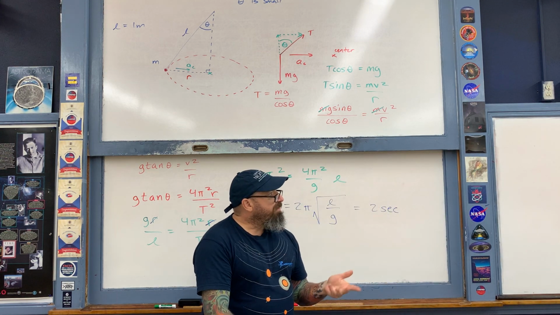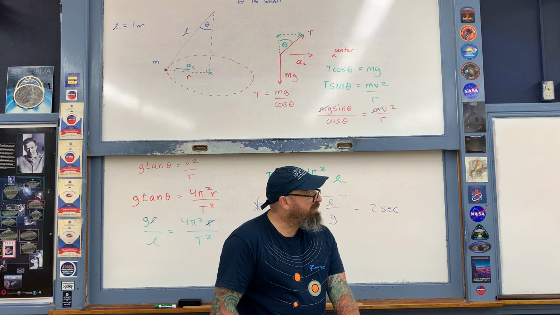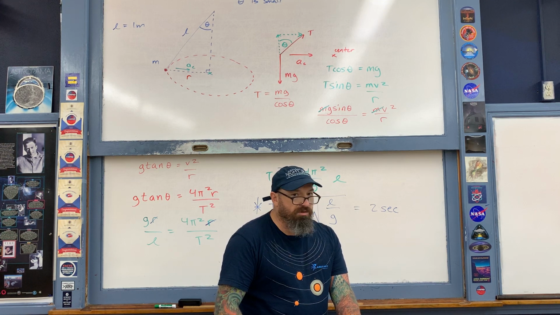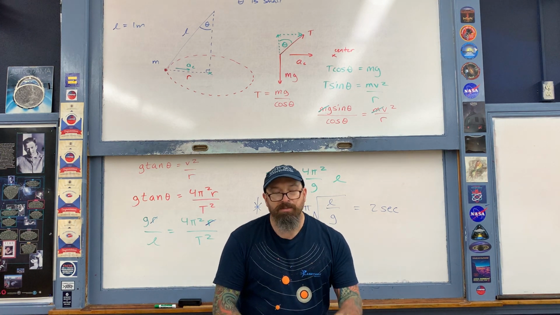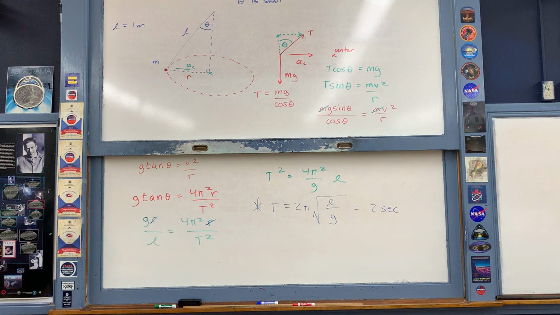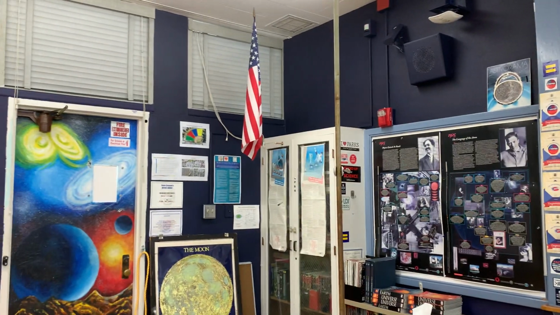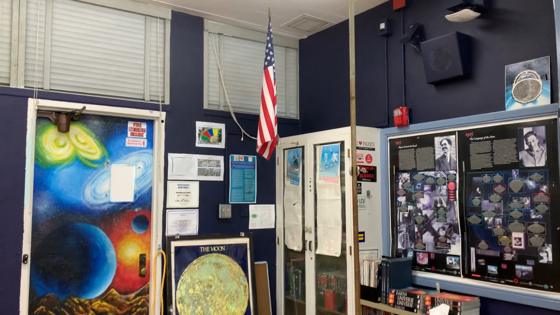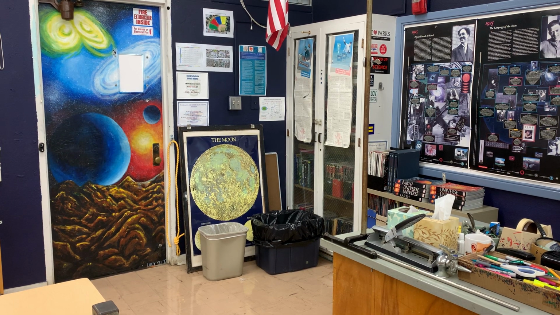Okay, the continuation of the problem says, can the angle made by the string of a conical pendulum be greater than or equal to 90 degrees? Okay, let me illustrate exactly what I mean. I'm going to have to demonstrate this to you once again. I'm going to have to retilt my phone. So bear with me once again as I do this. Tilt this downwards. There we go.